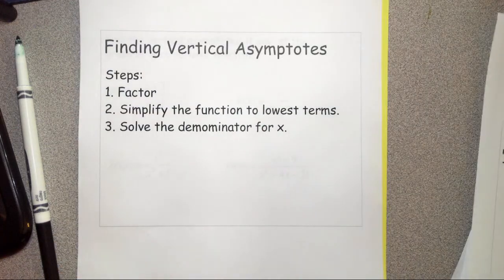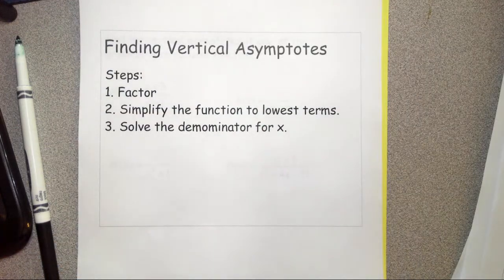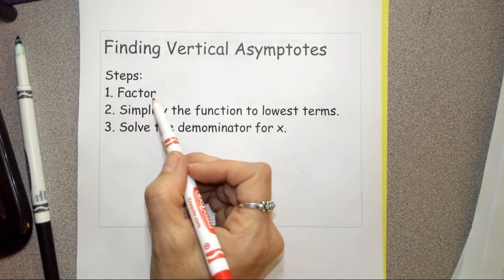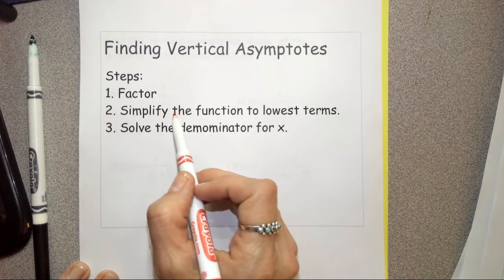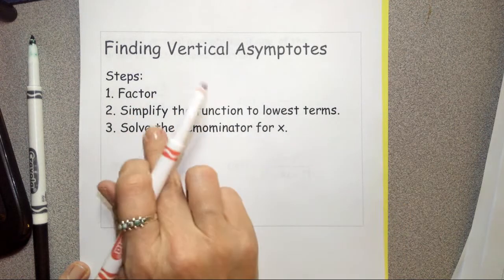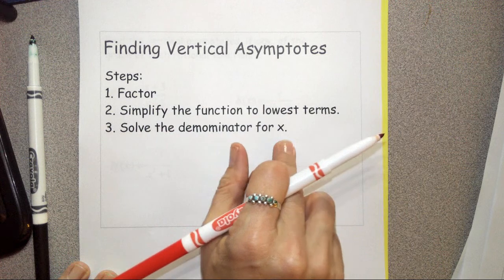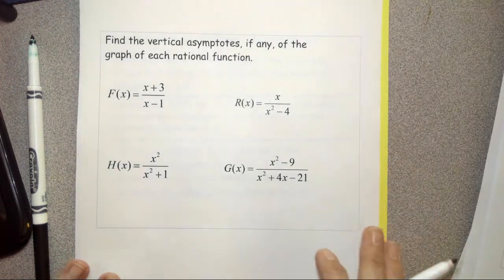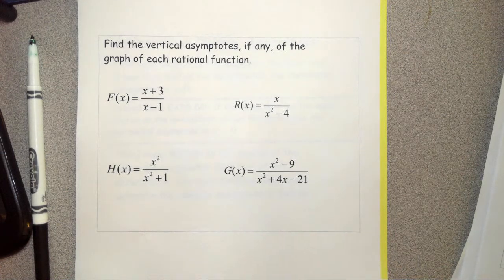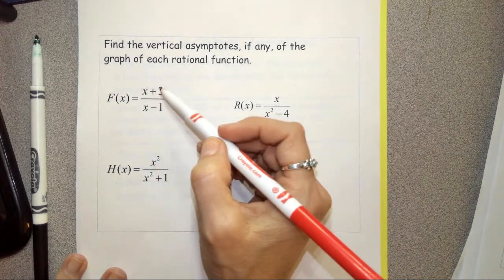Now we're going to talk about how to find our vertical asymptotes by looking at an equation. There are 3 steps. The first thing you're going to do is factor if you can. After you factor, you're going to simplify to lowest terms, and then you're going to solve the denominator for x. Okay, so here we go. Got 4 examples here.